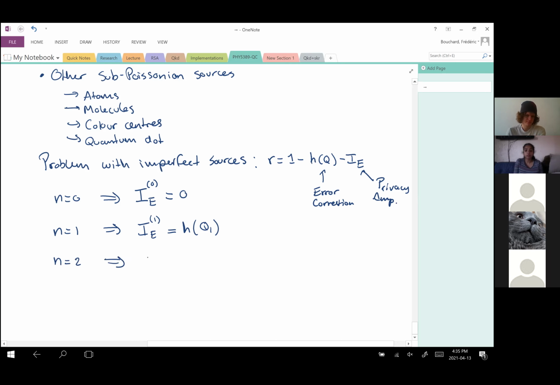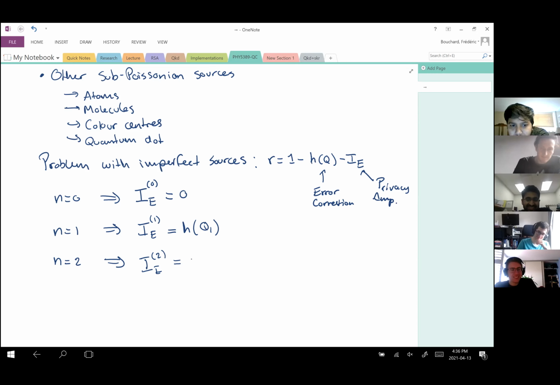But now what happens if we have two photons? Any guess? Let's make this a little interactive. Number between 0 and 1. 1/2. Close. No, 1. Thanks though for saying something.